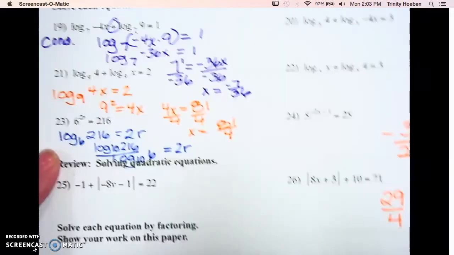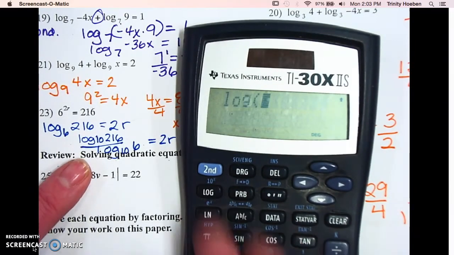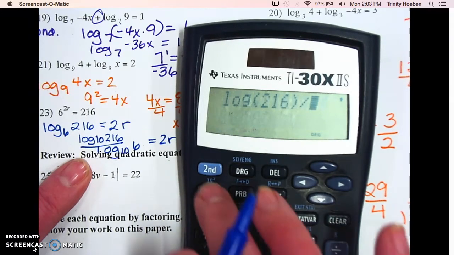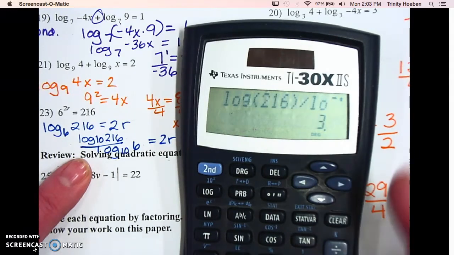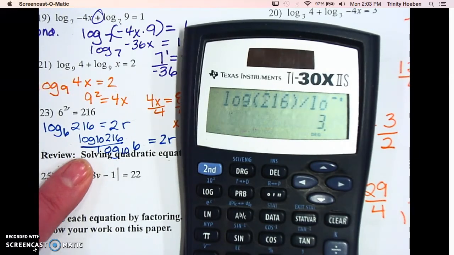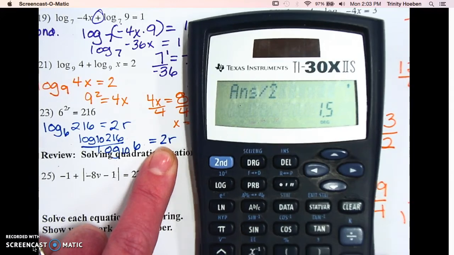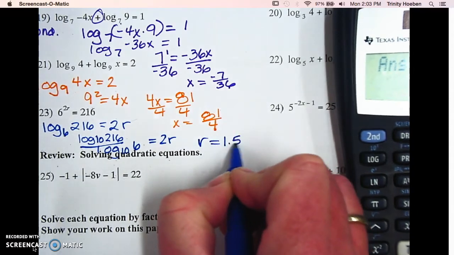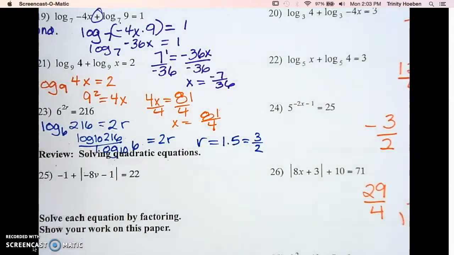So on the calculator, we're going to type in log base 10, 216, divide that by log base 10 of 6, hit the equal sign, you get 3. But you also have this 2 over here, so we need to divide this by 2. So that means that r is going to be equal to 1.5. If you wanted to write that as 3 halves, you can do that as well. Either way is fine.